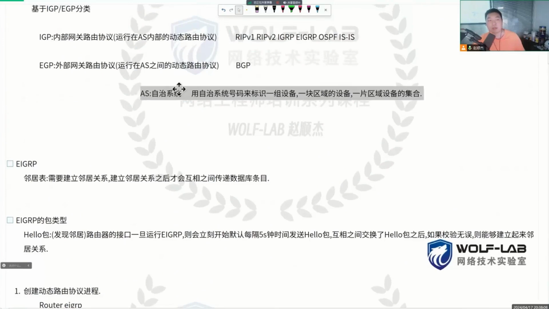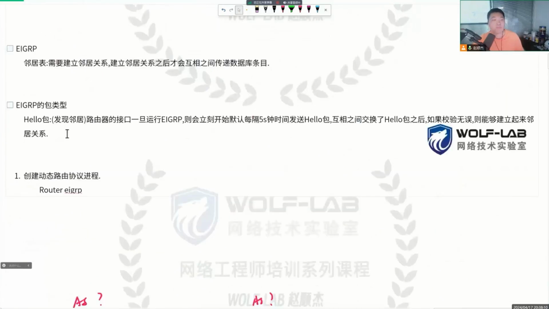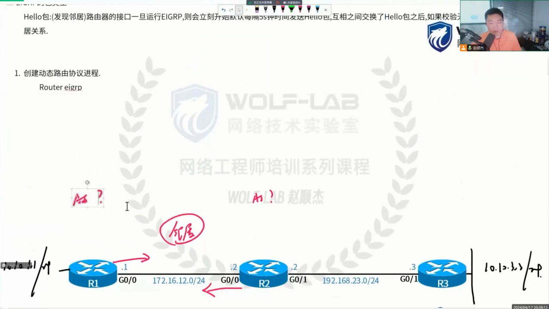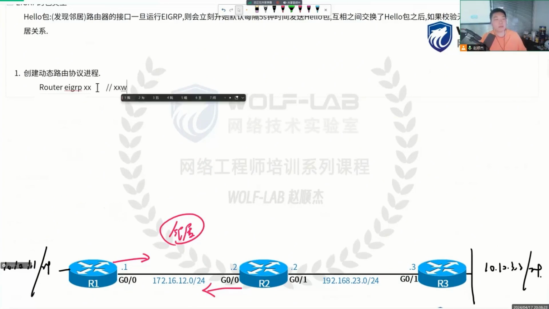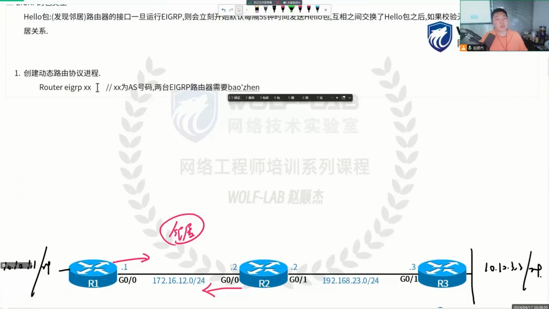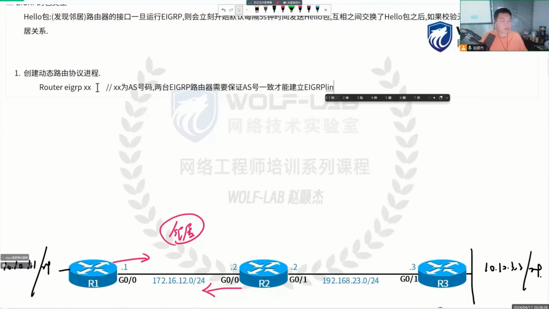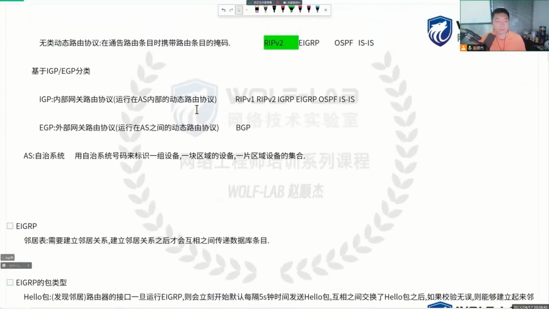That's right, EIGRP is a distance vector routing protocol. BGP is called a path vector routing protocol. In terms of BGP, it is called path vector, an advanced distance vector routing protocol. It has already left the category of distance vector routing protocols. It's a path vector routing protocol, and you need to distinguish them. EIGRP is an IGP protocol. It cannot operate between our AS and AS. You need to pay attention to this place.